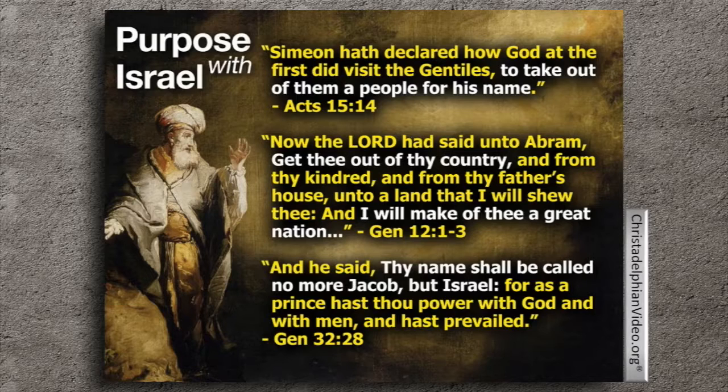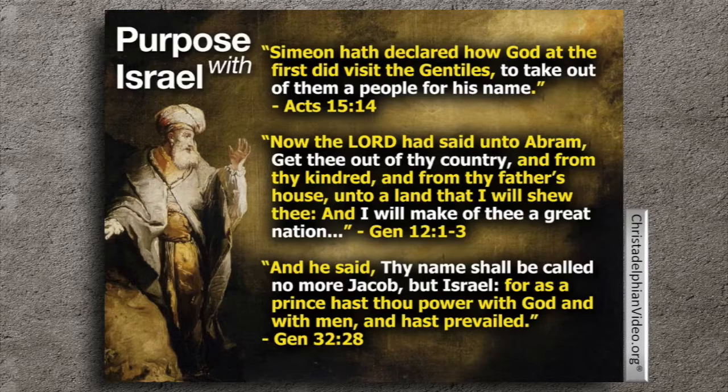We'd like to begin to frame this subject this morning, like we did yesterday, and look at God's purpose for a moment with Israel. We see in Acts chapter 15 and verse 14 that God separated, he took out of the Gentiles a people for his name. That was his purpose with this nation. And he began, of course, with Abraham when he told Abraham in Genesis 12, get thee out of thy country and from thy people and from thy father's house unto a land that I will show thee, and I will make of thee a great nation.